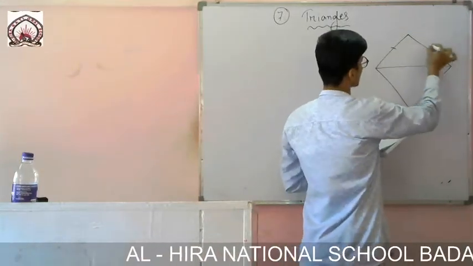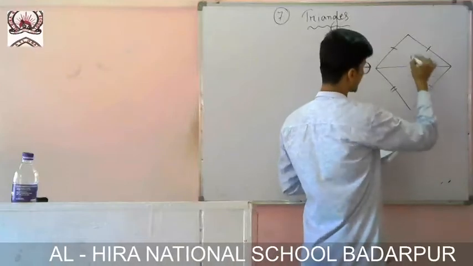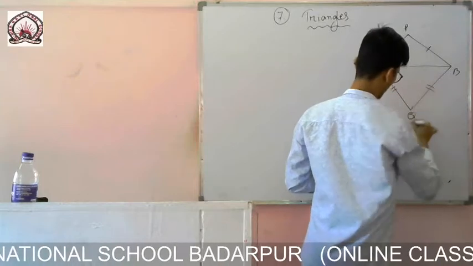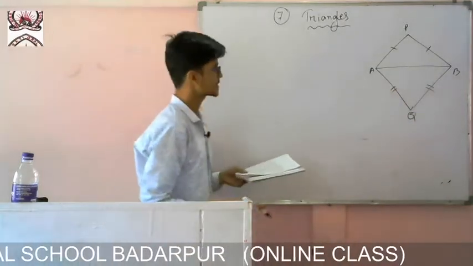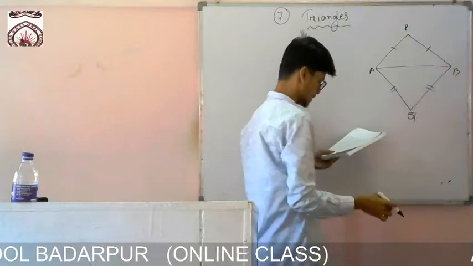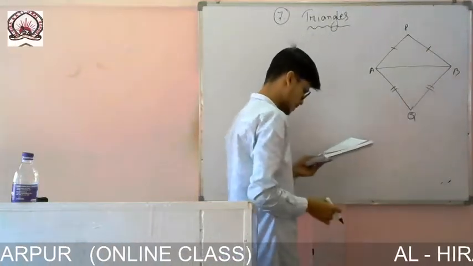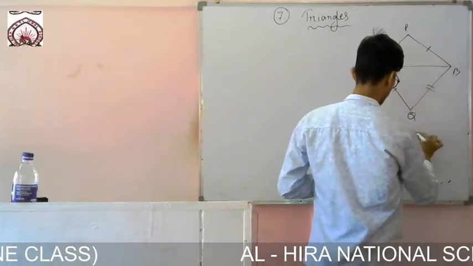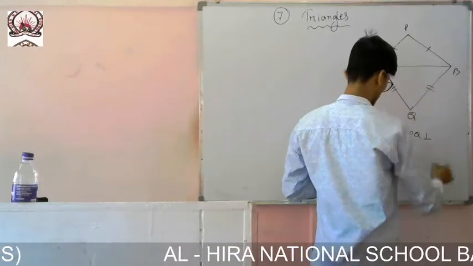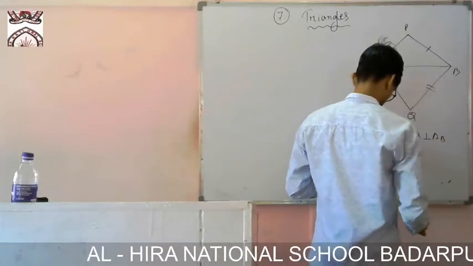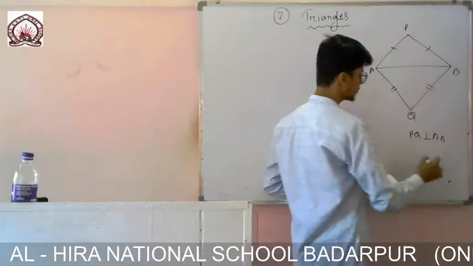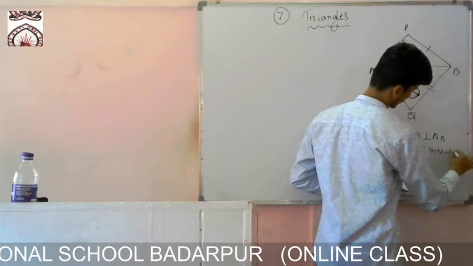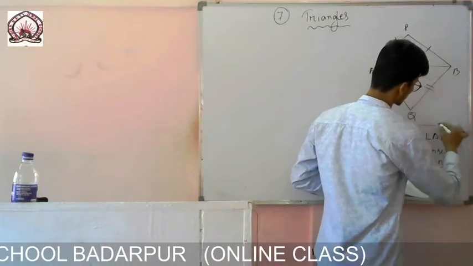Okay, so this one, P, A, B and Q. It is given like this. What is given here? This one is equals to that one and this one is equals to that one. It is given in the question, and I have to prove that PQ is the perpendicular bisector of AB. So PQ is perpendicular to AB and PQ bisects AB. I have to show this one.